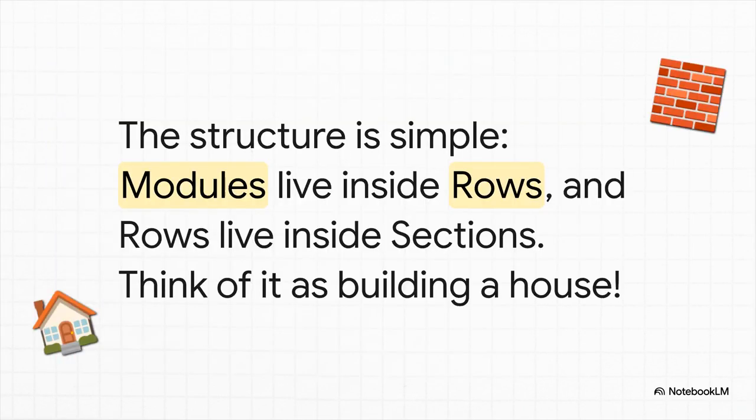So here it is, the whole secret blueprint, all on one slide. Modules go inside of rows, and rows go inside of sections. That's it, every single time. If you can just burn this one little rule into your brain, thinking of your site like a house, you'll be able to build absolutely anything you want in Divi.